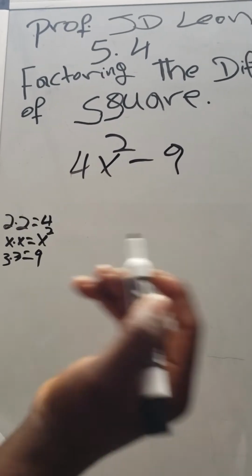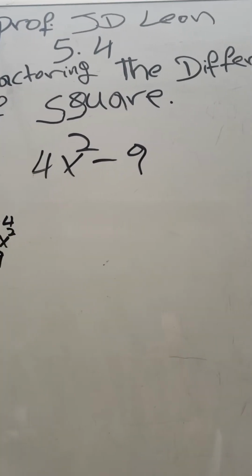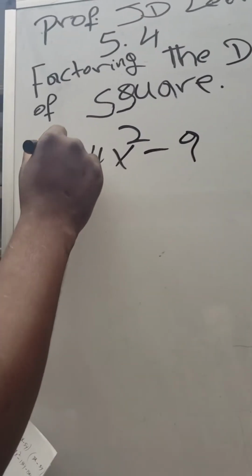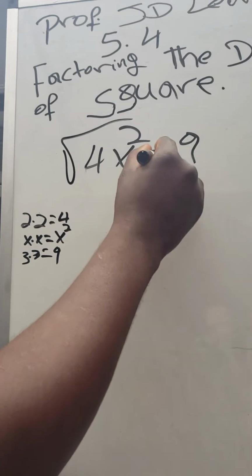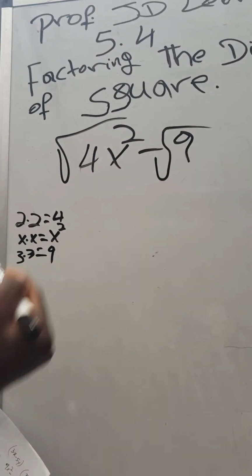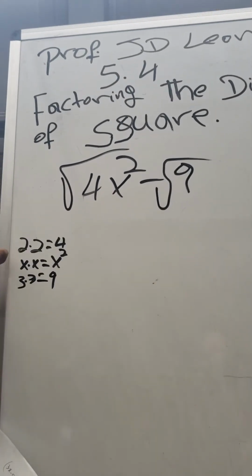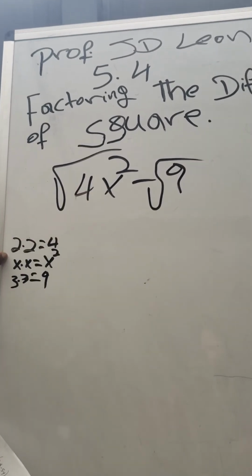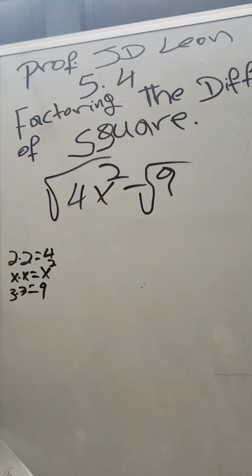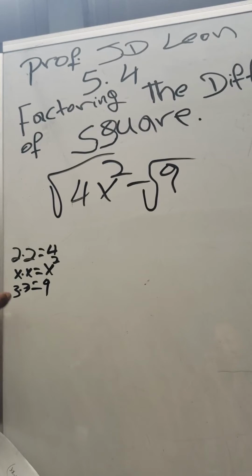The way you address an expression like that to factor it is that you take the root of the first term and the root of the second term. Once you take the root, for 4 it's going to give you 2, for x squared it's going to give you just x, and for 9 it's going to give you 3.